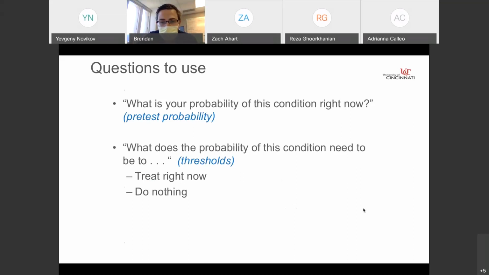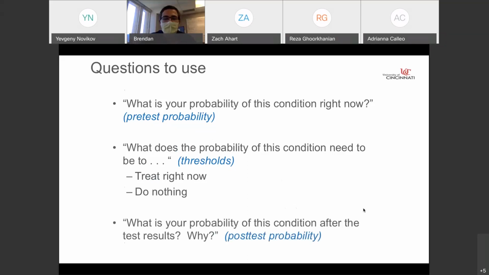Be sure to ask yourself, what does the probability of this condition need to be to act? How sure do I need to be that they have a PE? How unsure do I feel comfortable being if they have a PE and sending them home? Those are all very important things that you have to ask yourself to do this right. And I would argue that you should be asking yourself anyway, even if you don't have statistics available to you in your active practice. And then lastly, what is your probability of this condition after the test results? What is the likelihood that this person really has this condition?